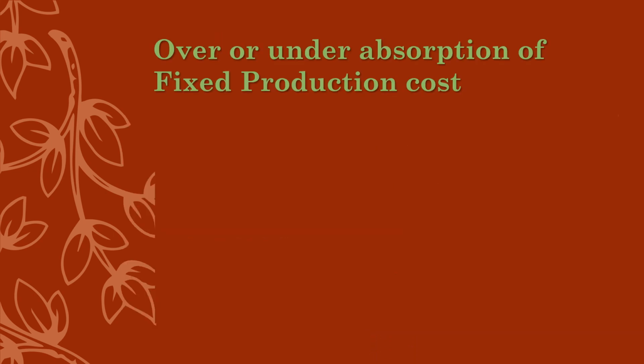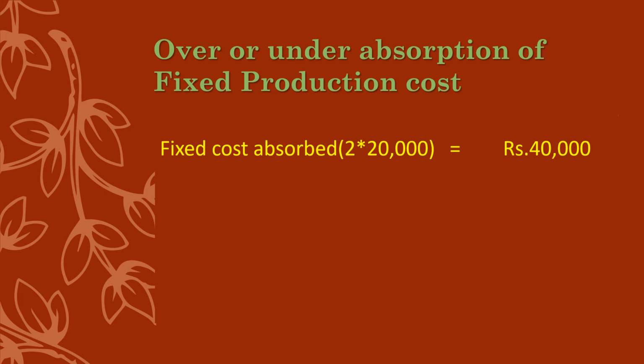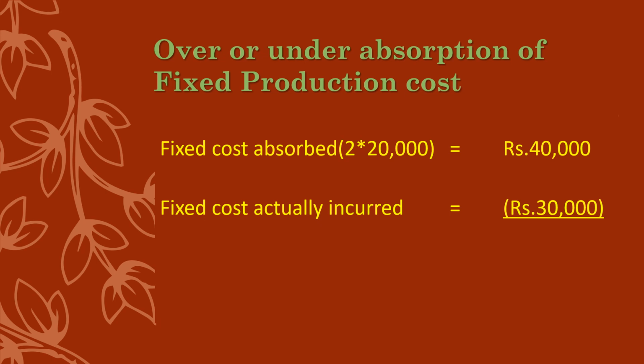Let's see the over or under absorption of fixed production cost. First we have to take the fixed cost absorbed, that is 2 into 20,000 units of the production. That is 40,000 rupees. From that we have to deduct the fixed cost actually incurred, that is 30,000. So here the fixed production overhead over absorbed amount is 10,000 rupees.